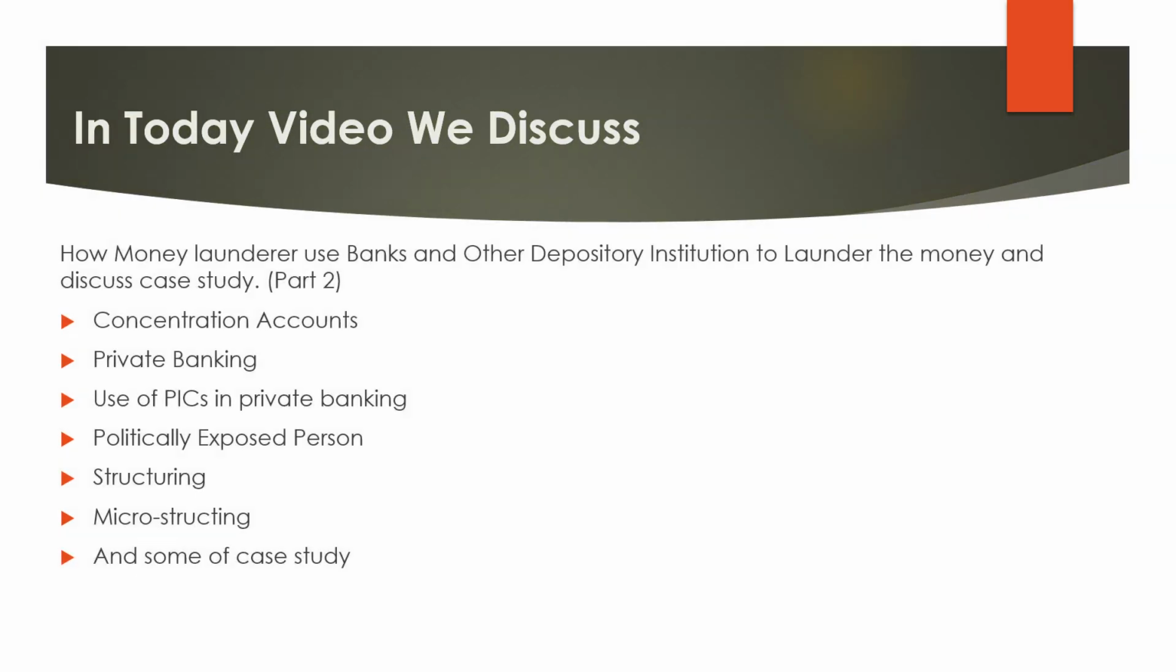In today's video, we will discuss how money launderers use banks and other depository institutions to launder money, like concentration account, private banking, use of PICs and private banking, politically exposed person, structuring, microstructuring, and we'll discuss some of the case studies on every method so that you can understand these terms very easily.